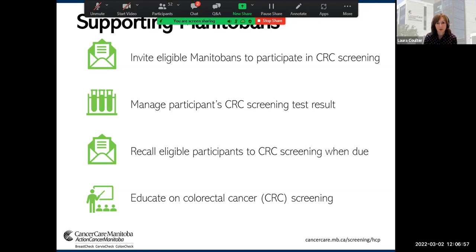Normal results are returned by mail, and participants having an abnormal test result will be contacted by phone to advise of their result and to indicate that a colonoscopy is required. At this time, ColonCheck will make direct referral for follow-up colonoscopy and send result letters to the participant and their provider.